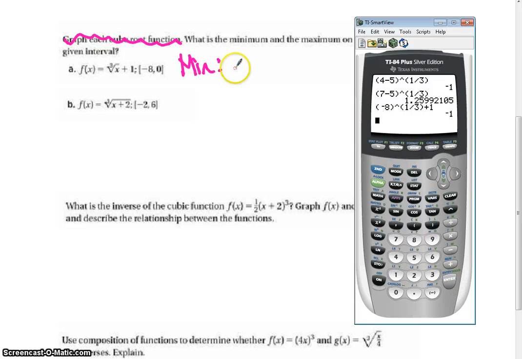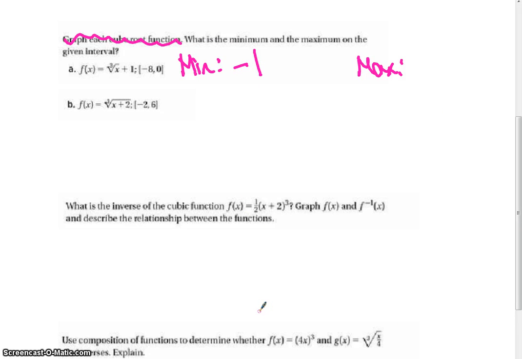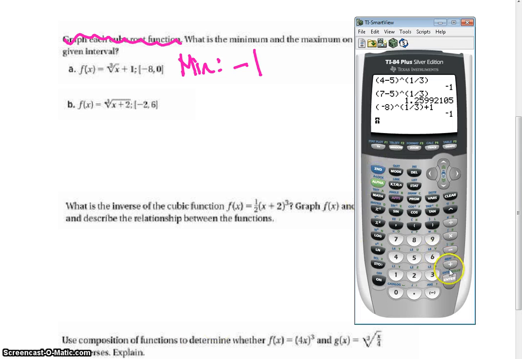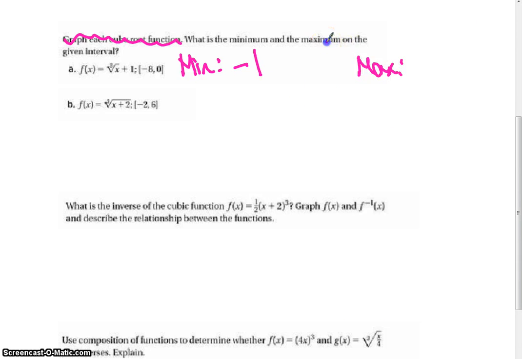And so you get -1. So your minimum value over that interval is -1. Then you're going to do it again. So second enter to pull it back up. And instead of -8, we're going to use 0. So this is a 0, and you need to go over there and delete that negative. And when you do that, you get 1. And so that tells you that your maximum is 1 over that interval.